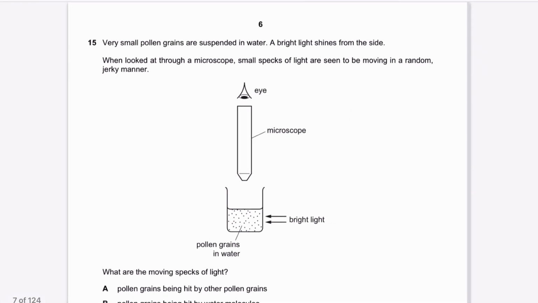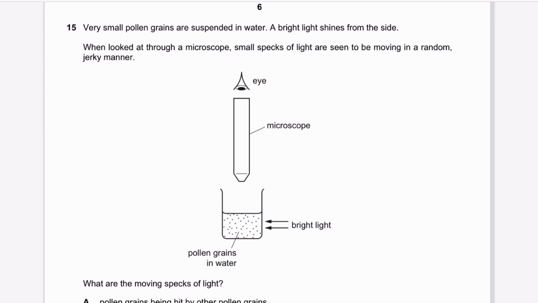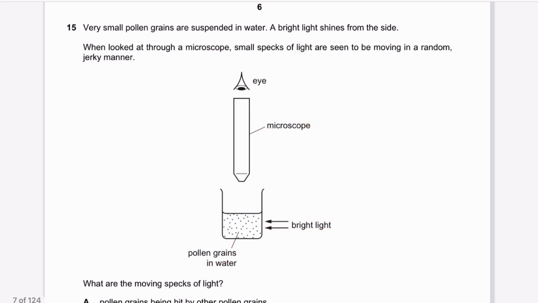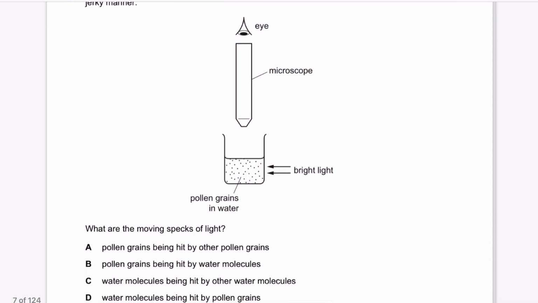Number 15. Very small pollen grains are suspended in water. A bright light shines from this side. There's a bright light. Pollen grains are in water. When looked at through the microscope, small specks of light are seen to be moving in a random, jerky manner. What are the moving specks of light?